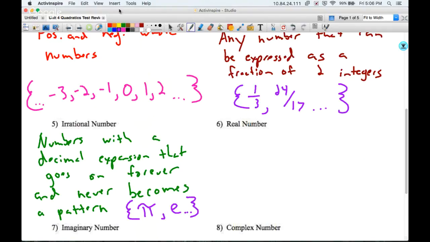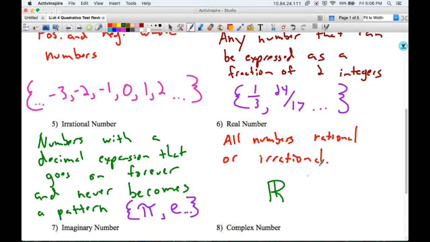When we put together the rational and the irrationals, we get the real numbers. So for real numbers, we'll say all numbers, rational or irrational. Every number on the number line is another way to say this. It gets the symbol double stroke R.